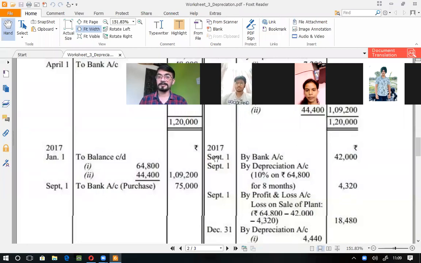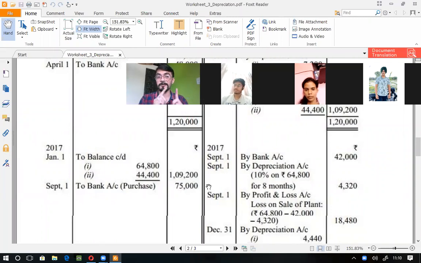By bank account, that first plant जिसका आज की डेट में प्राइस कितना है? 64,800. You sold it for 42,000, and depreciation will also be charged till September because आपने सेल करा है सितंबर तक, तो सितंबर तक तो मशीनरी हमारे अकाउंट में रही है ना. So we'll count depreciation on this machinery up to September. Just try getting what I'm trying to explain.